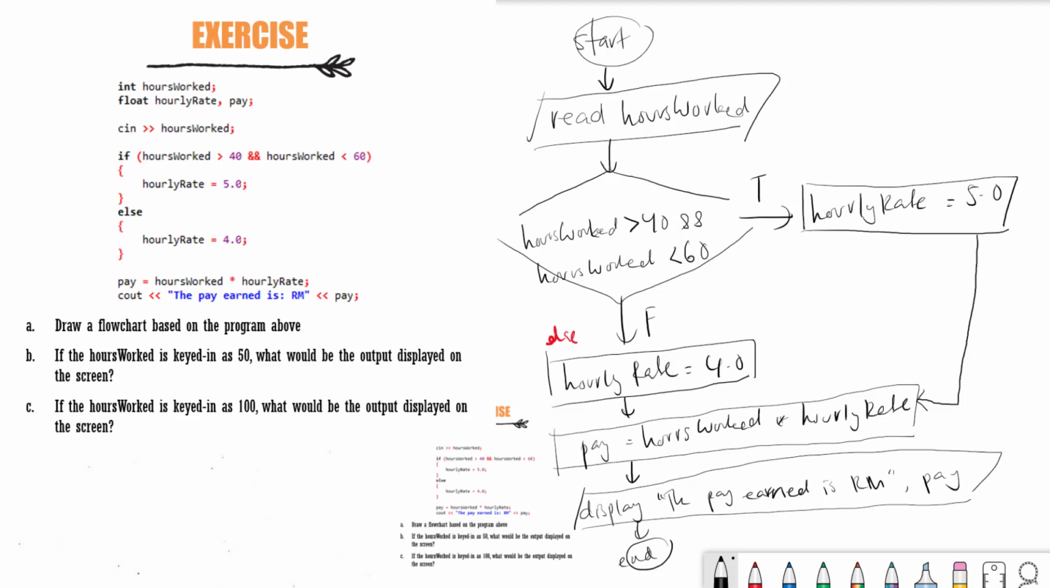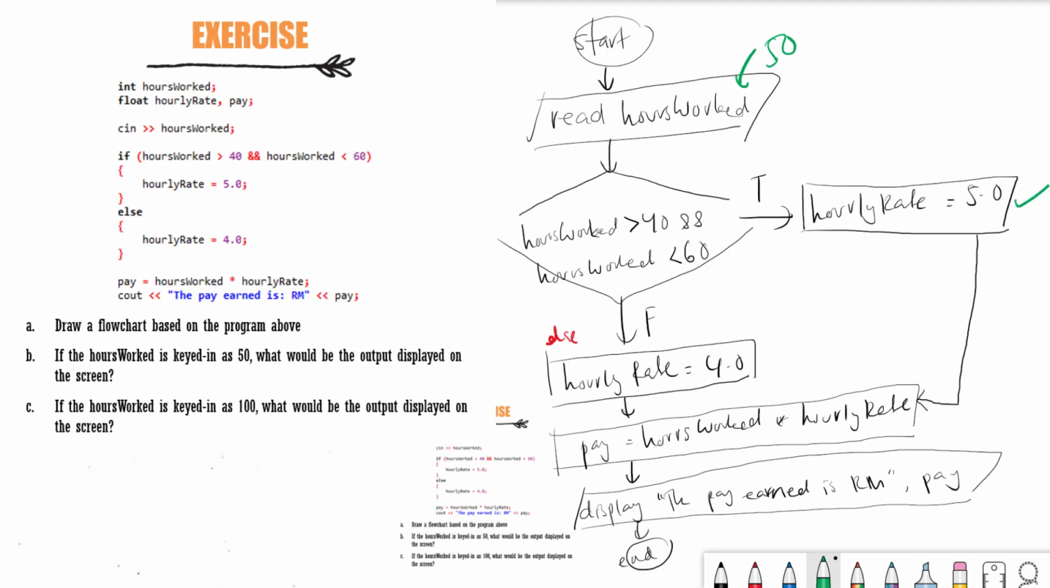The next question said, if the hours worked is keyed in as 50, we will need to check with the condition. Is this true or false? Is 50 more than 40? That is true. Is 50 less than 60? That is true. Since both of these are true, it will go inside here, meaning that 50 is in between 40 and 60. So the hourly rate will be 5.0.